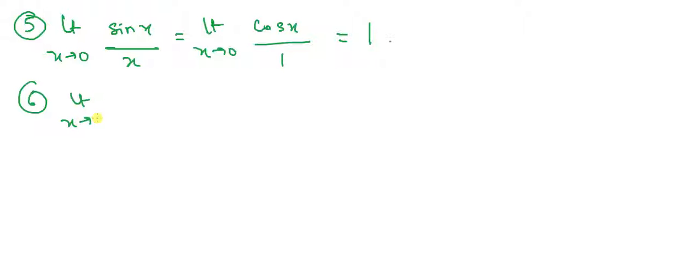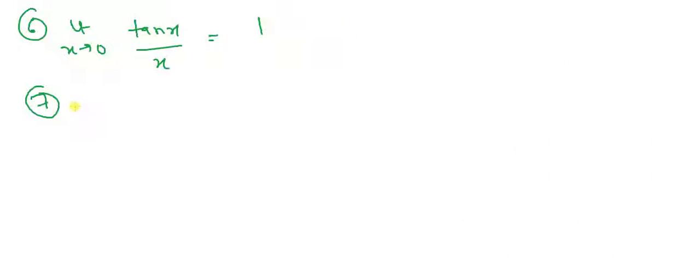Sixth property is very simple. Limit x tends to 0 tan x divided by x. Same method you will follow. After differentiation you'll get 1. Okay, now you can stop the video and get the values out of all the problems. Then you can learn it at the end. By practicing also you'll be able to learn all of the formulas.